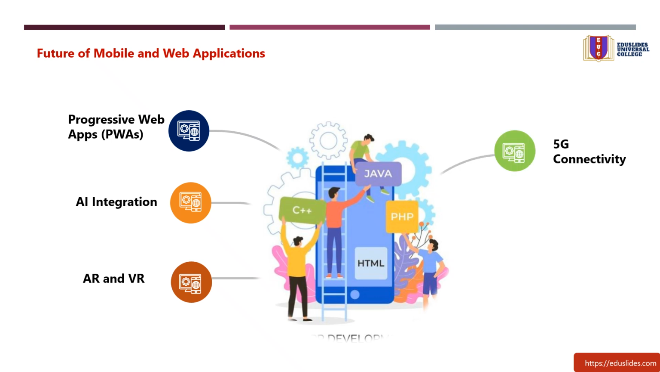4. 5G connectivity. The rollout of 5G networks will improve speed, reduce latency, and provide a more seamless experience for both web and mobile applications. 5. Voice and gesture controls. Voice assistants and gesture-based controls are becoming increasingly popular, especially in mobile apps, and are expected to see greater integration across both web and mobile platforms.